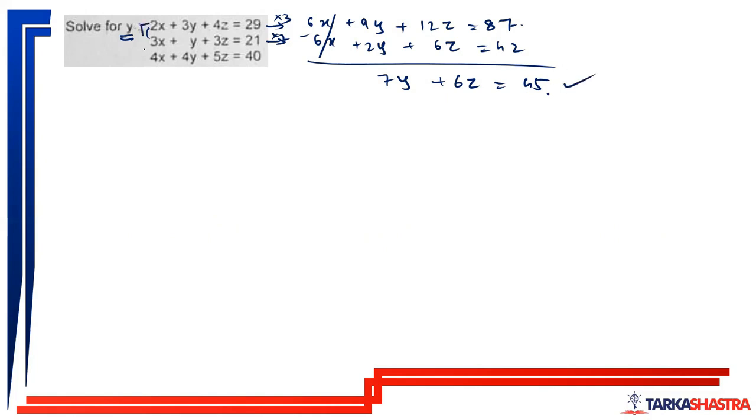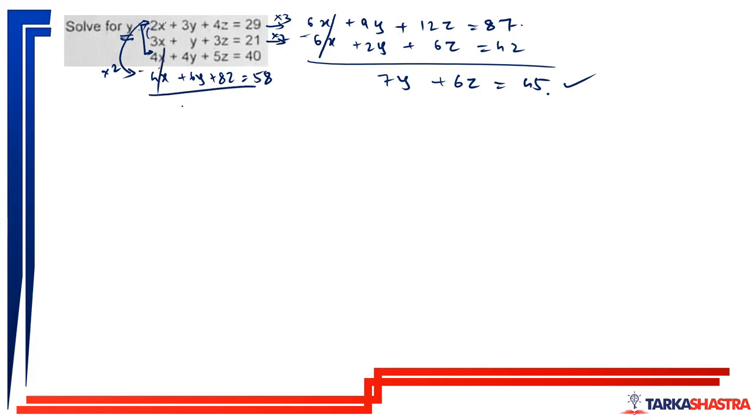Then this is another equation in terms of y and z. I mean, if we eliminate x in these 2 equations, we will get another equation in terms of y and z. So what I have to do? Just multiply this equation by 2. So if I multiply this equation by 2, we get 4x plus 6y plus 8z is equal to 50. 29 into 2 is 58. Subtract, so 4x is eliminated.